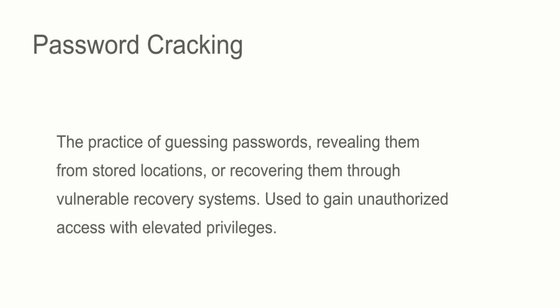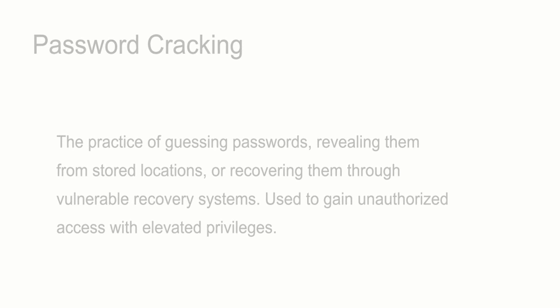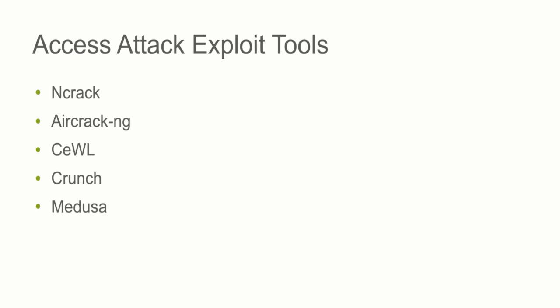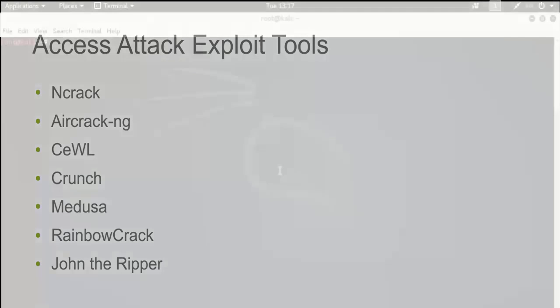However, attackers, on the other hand, have a much different goal in mind. They want to access your data, they want to gain your passwords, and that is one way of providing themselves with elevated privileges and accessing that data. Some common tools that are used in access attacks include Ncrack, Aircrack-ng, which can crack wireless passwords, Cool, Crunch, Medusa, RainbowCrack, and John the Ripper.